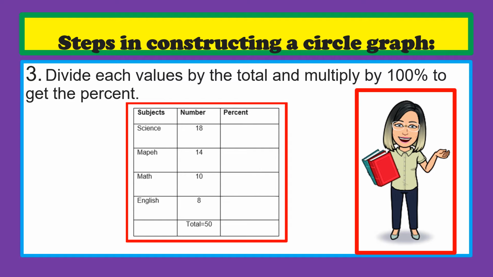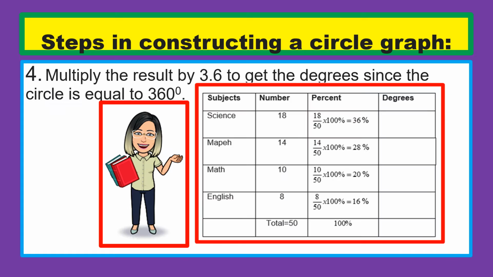Step number 3, divide each value by the total and multiply by 100% to get the percent. So we have 18 over 50 times 100 is 36%. 14 over 50 times 100 is 28%. 10 over 50 times 100 is 20%. And 8 over 50 times 100 is 16%. If we find the total of the percent, it must be equal to 100%.